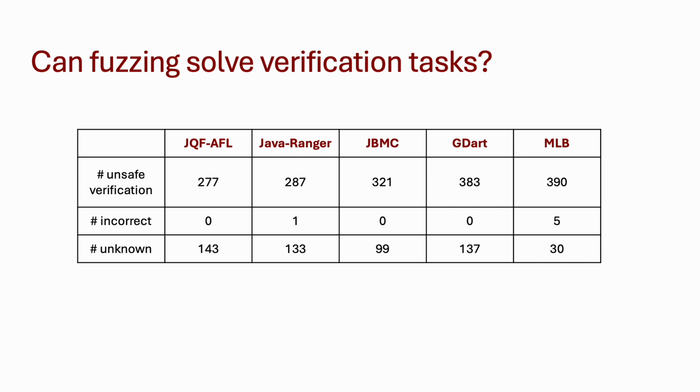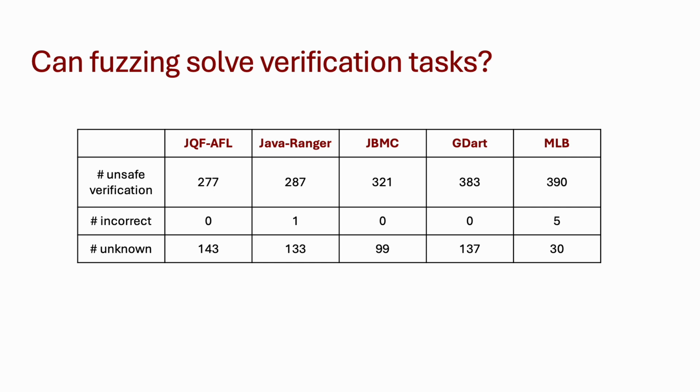So to answer the question of whether fuzzing can actually solve verification tasks, you can see here JQF AFL against all the other tools. You can see that we were able to find 277 unsafe verification tasks, which might fall into the lowest among all of the other tools, but yet not too far off. You can also see Java Ranger, which is the gold medal winner of 2025, the closest to JQF AFL. But if you also look at the incorrect results, you can see JQF AFL by design cannot give any wrong results.